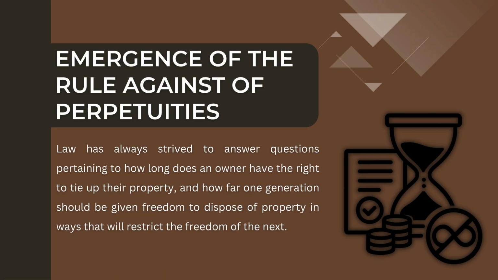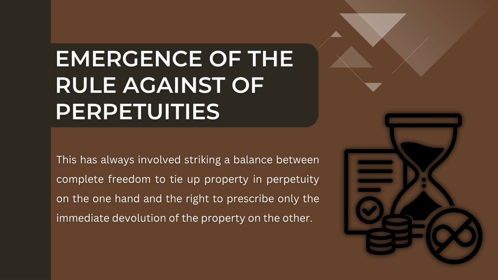Law has always strived to answer questions pertaining to how long an owner has the right to tie up their property, and how far one generation should be given freedom to dispose of property in ways that will restrict the freedom of the next. This has always involved striking a balance between complete freedom to tie up property in perpetuity on the one hand, and the right to prescribe only the immediate devolution of the property on the other.